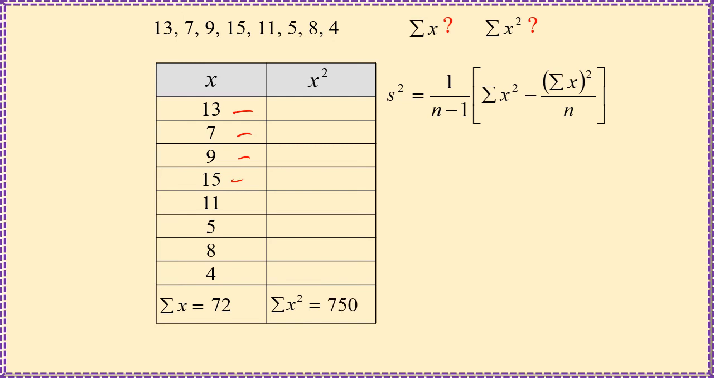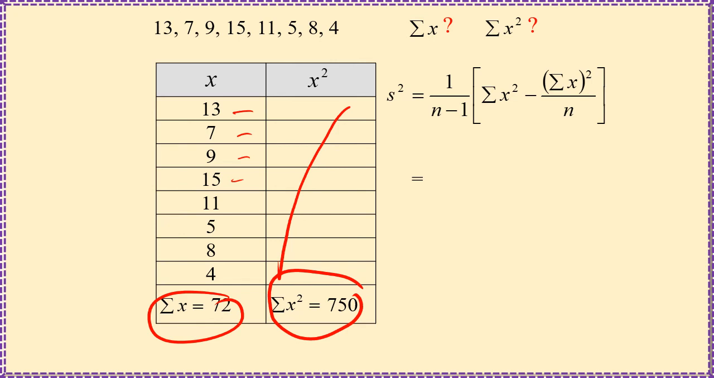750. For this value, you can skip finding each of the x square because we can use the calculator to find summation of x and summation of x square. Directly use the calculator. Later I will show you in a separate video. So after you find out the summation of x and summation of x square, you just have to put into the formula.